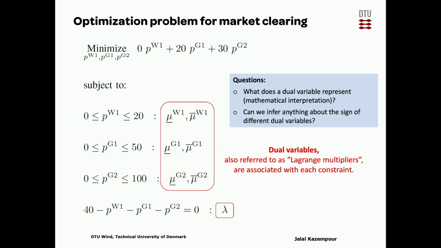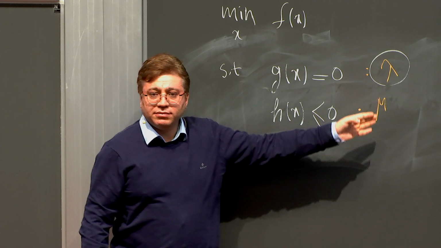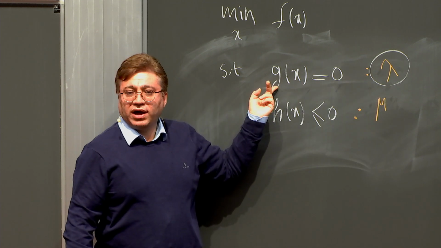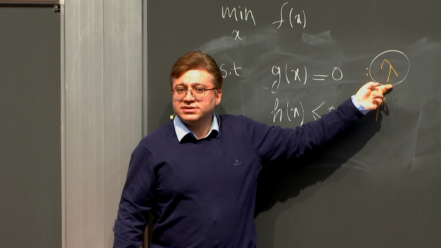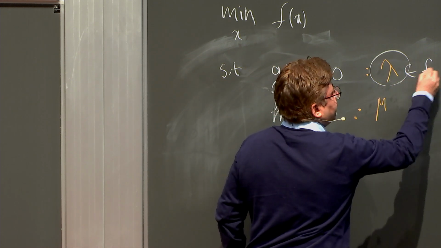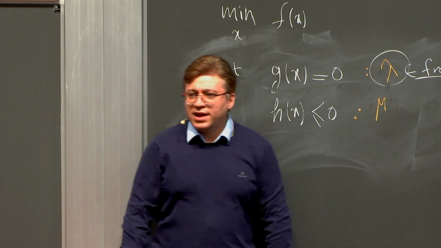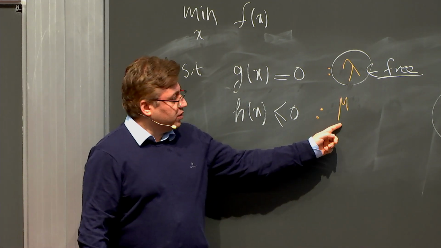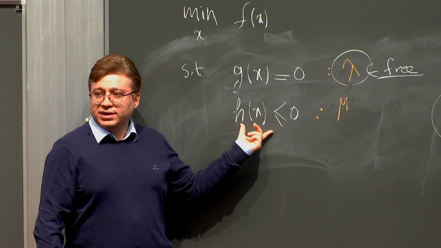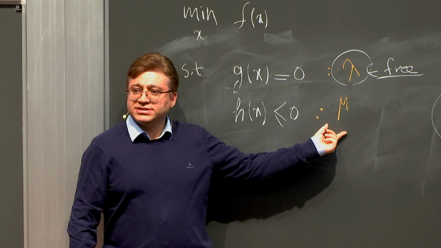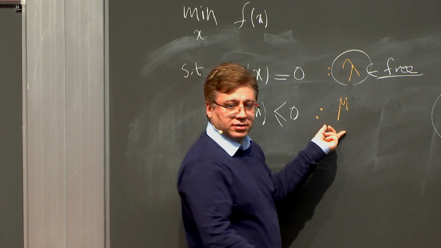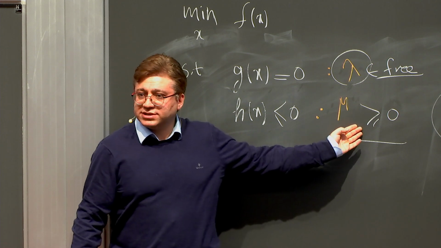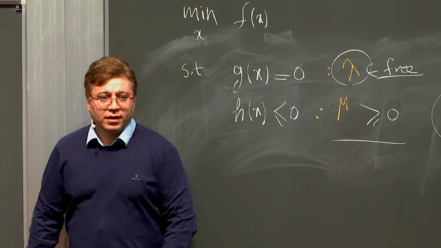Okay, from optimization courses, do we know about the signs of lambda and mu? Lambda is for equality constraint. Do we know about the sign of this? Lambda is free. It means that it can take any real value. It could be positive, negative, 0. Mu corresponds to inequality constraint. Do we know about its sign? Yes? It's non-negative. Non-negative means it might be either 0 or positive. Okay.